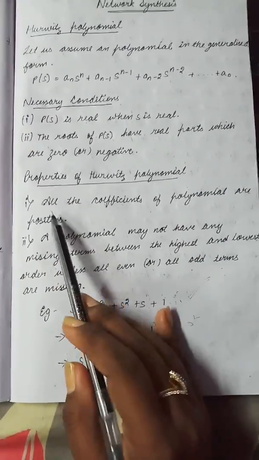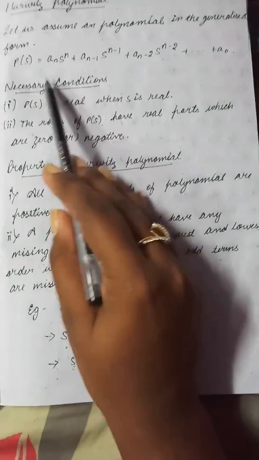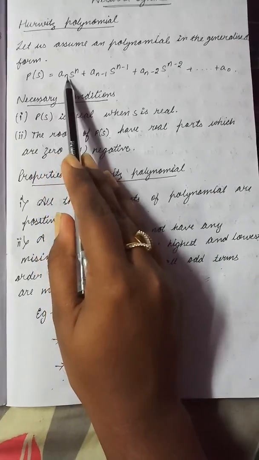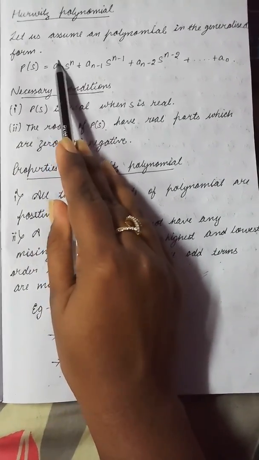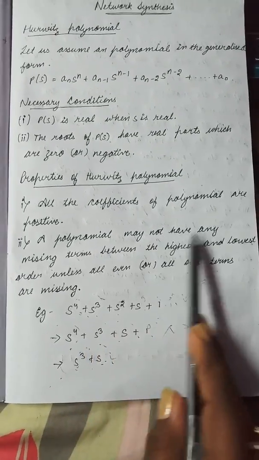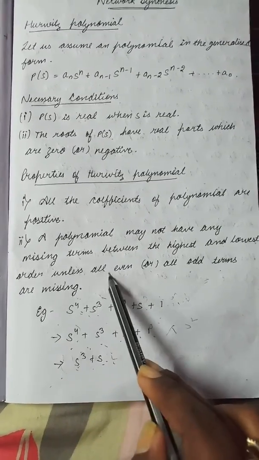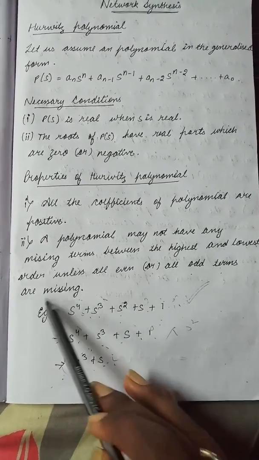Then the properties of Hurwitz polynomial. All the coefficients of the polynomial are positive. Means here, in the polynomial p of s equal to a n s to the power n and so on, all the coefficients of the polynomial should be positive. Then second point, a polynomial may not have any missing terms between the highest and the lowest order unless all even or all odd terms are missing.